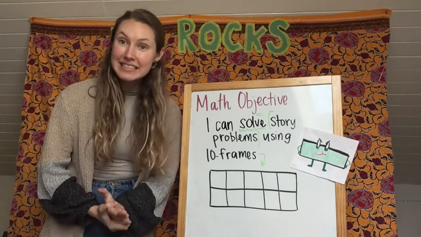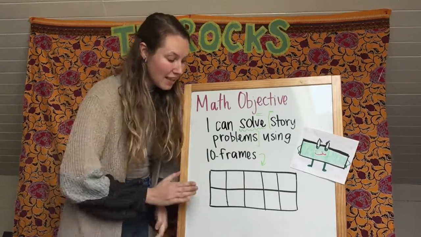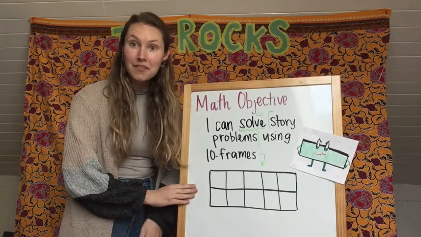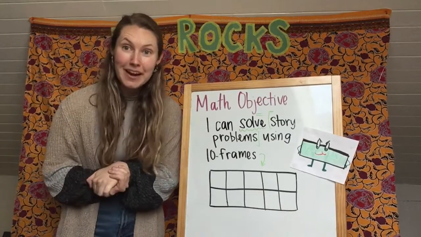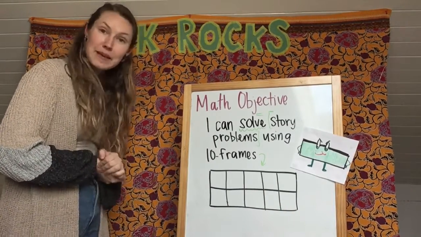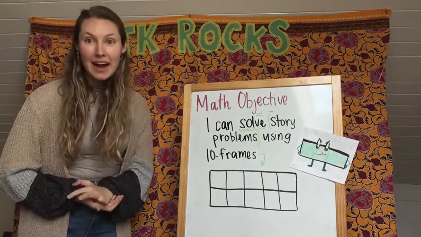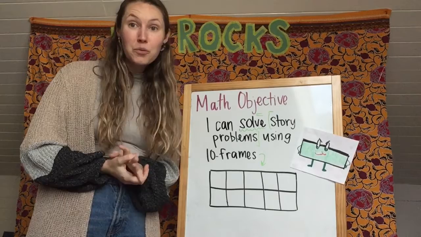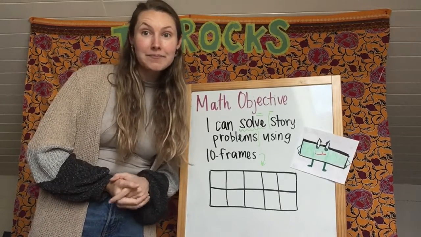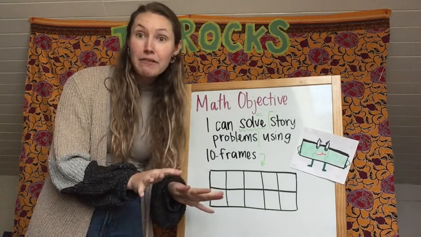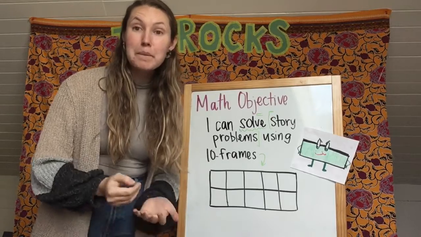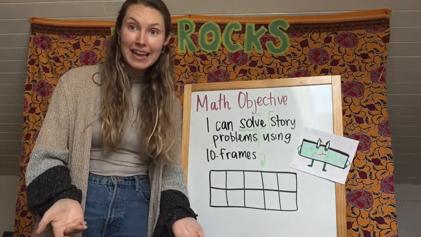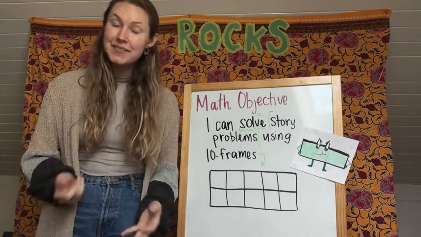So we're going to do an example of a story problem. Think about how we could use our 10 frame to solve it, and then I'll give you ones that you can work on at home. So let's begin with a story problem. I have a story problem today, and it goes like this. I was out walking at the park and I saw 5 frogs on the ground, but then 3 hopped away. How many frogs were left?